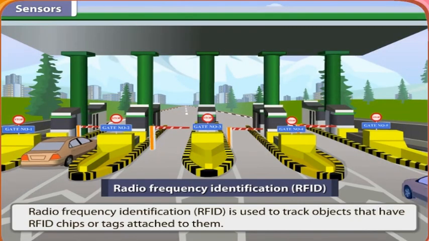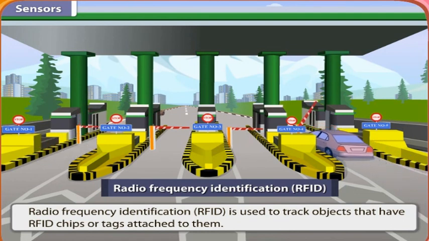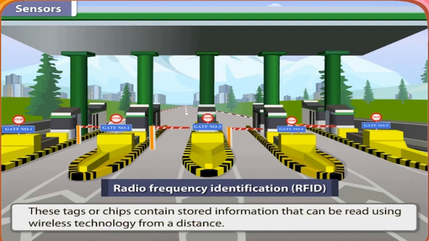Radio frequency identification, or RFID, is used to track objects that have RFID chips or tags attached to them. These tags or chips contain stored information that can be read using wireless technology from a distance.